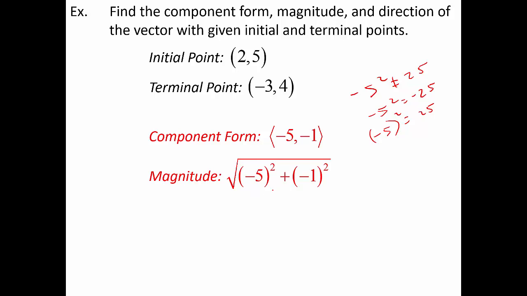So -5 squared plus -1 squared is going to give me 26. So my magnitude is the square root of 26. You can stop right there. There is no need to go any further. Square root of 26. If you want to go further, that would approximate to 5.099.